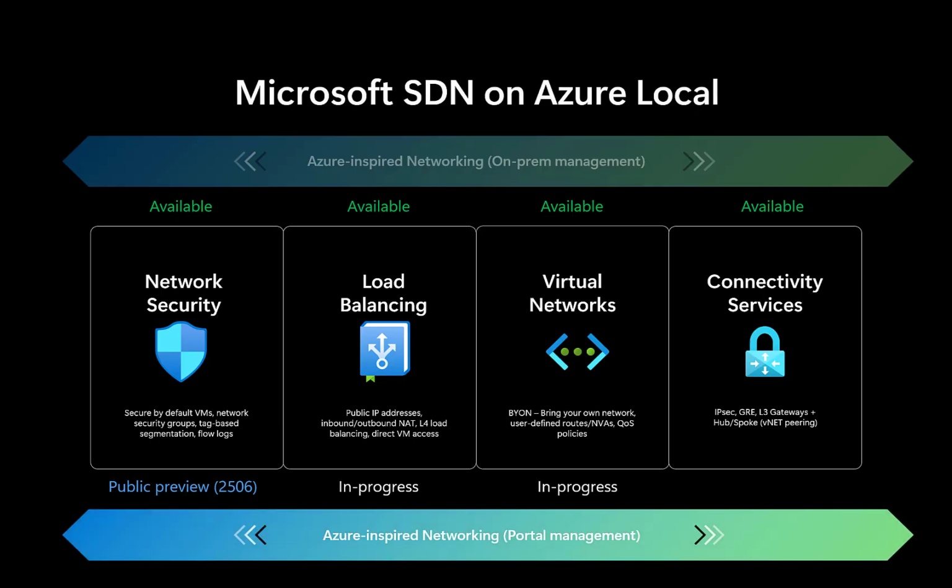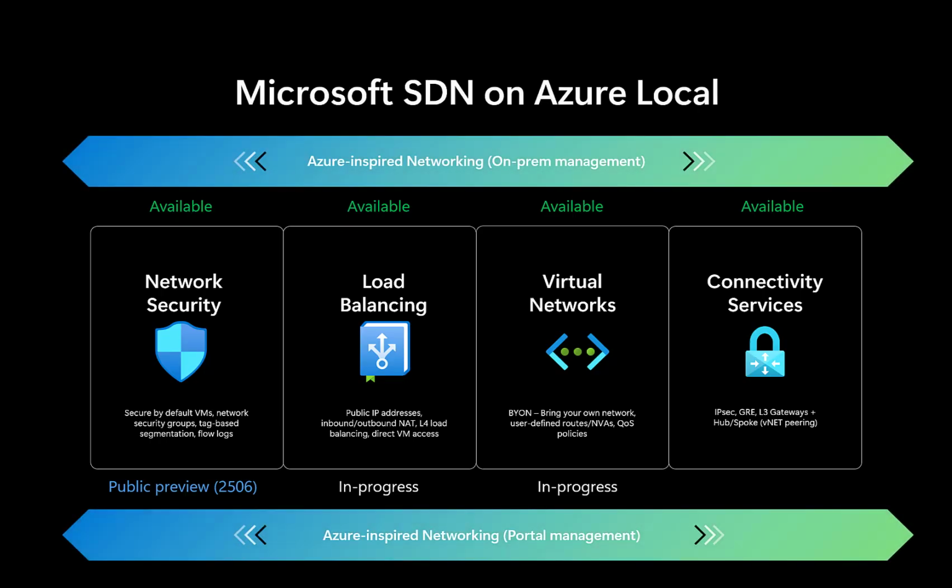Before we jump into public preview, I wanted to briefly review the main features that we offer with SDN. There's 4 different buckets when we look at Microsoft SDN all up. There's network security, load balancing, virtual networks, and connectivity services. When it comes to network security, one of our promises with SDN is secure by default virtual machines, whether they're Windows Server or Azure Local VMs, and we do that a few different ways.